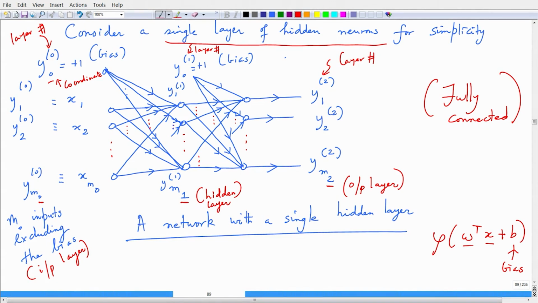Now let us delve into the details of the algorithm. You may wonder, at the outputs we do not have any bias, we do not need any bias because it just gives us the functional signals. So there are m suffix 2 number of neurons here, but in the hidden layer we have m suffix 1 number of neurons without the bias. Therefore it is m suffix 1 plus 1 number of nodes, and here we have m suffix 0 number of inputs without the bias. This is a small detail.